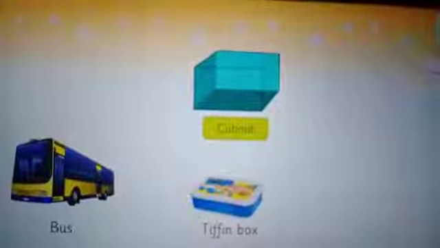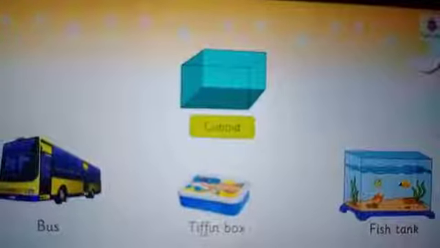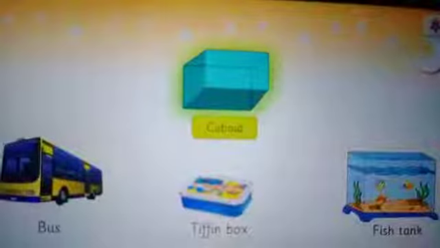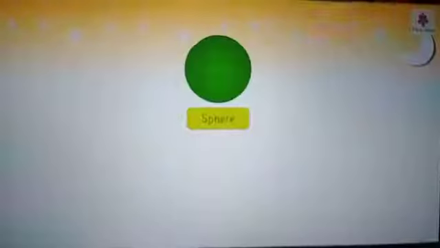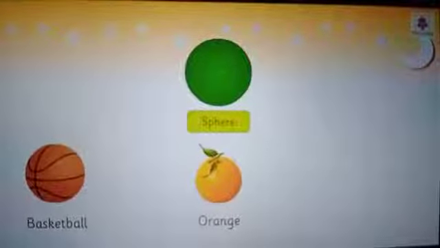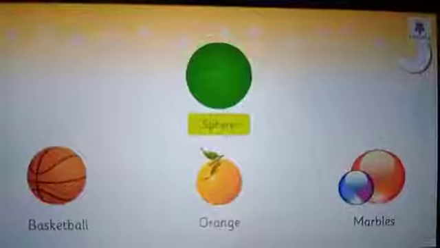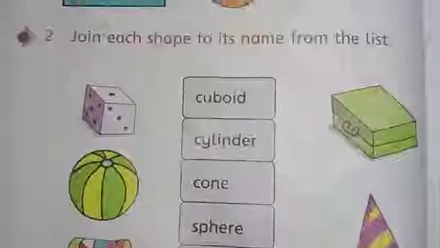Students, look at the examples of cuboid. It is a bus, a tiffin box and a fish tank. These all are examples of cuboid. Students, look at the examples of a sphere, a basketball, an orange and a marble. These all are examples of a sphere.